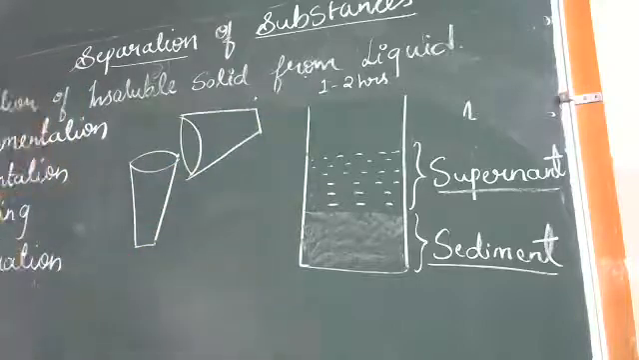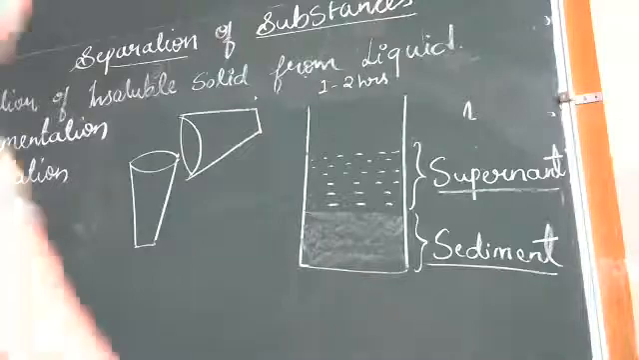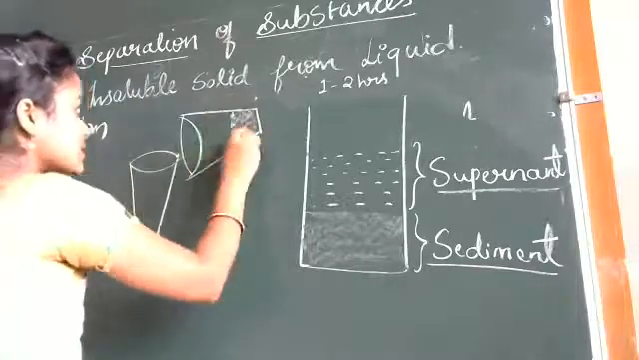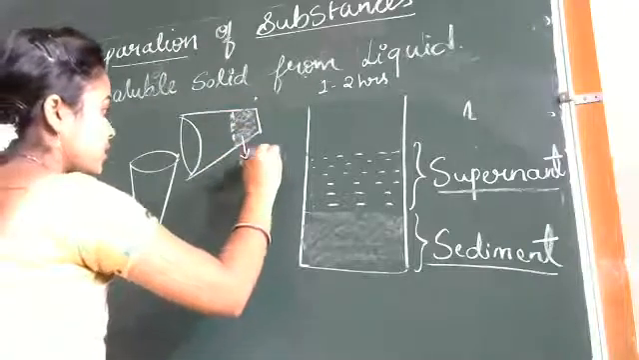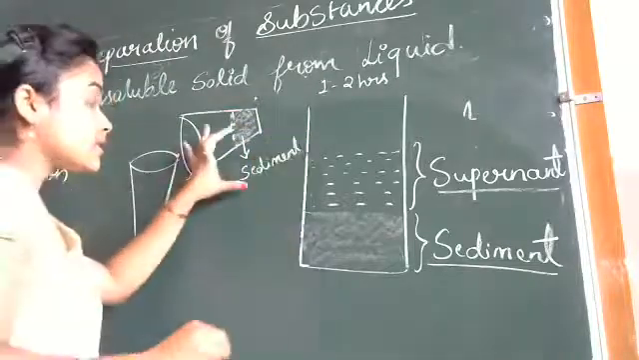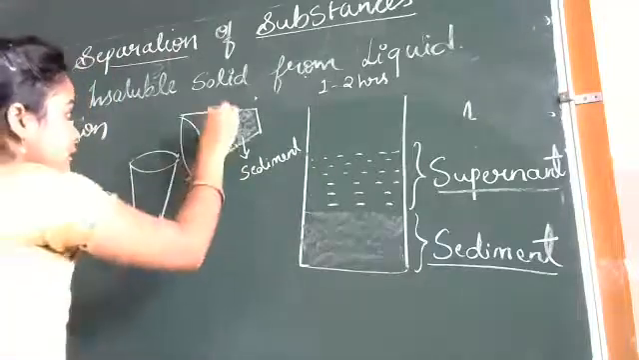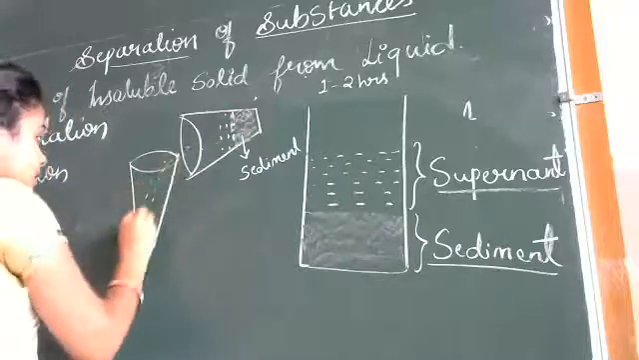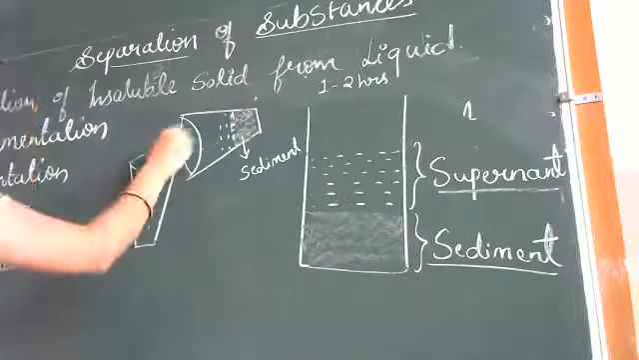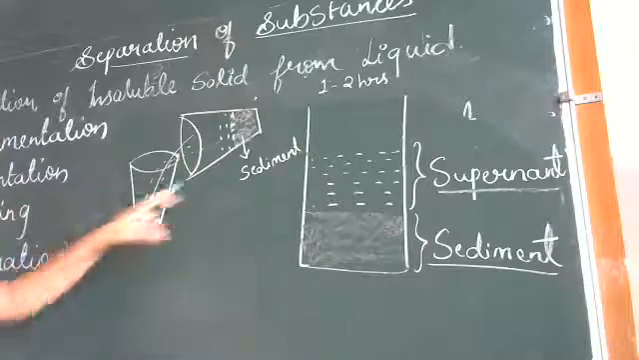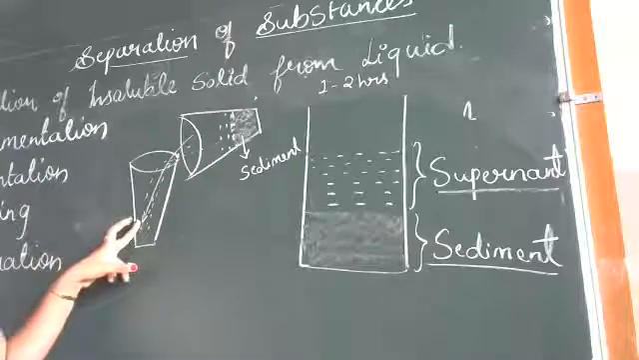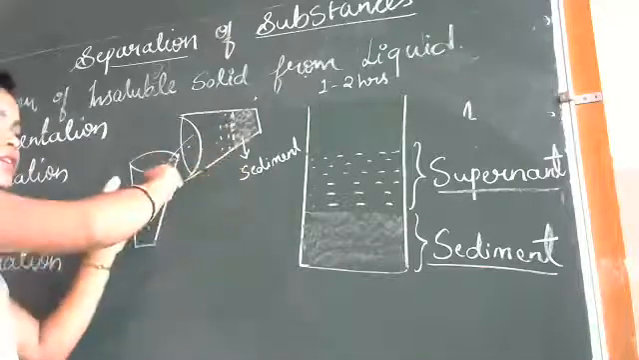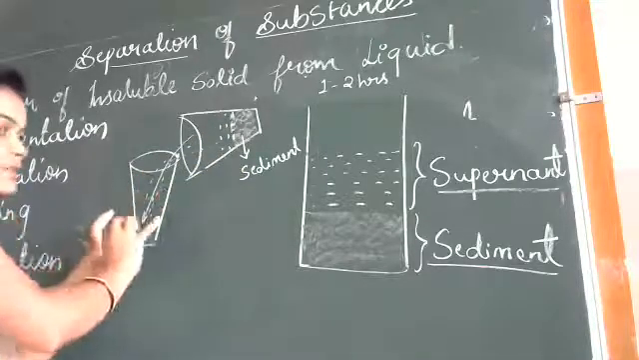Okay. So without disturbing this sediment, or we can say the soil, slowly we will pour this water into this next glass. We'll pour this water in the next glass without disturbing the sediment. Slowly we have to pour it in this glass.